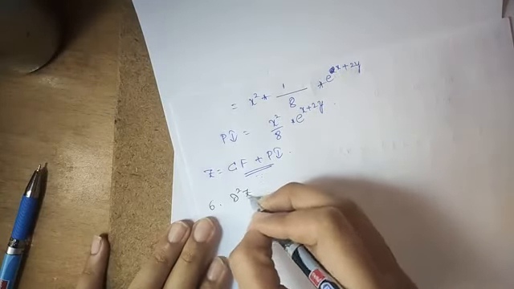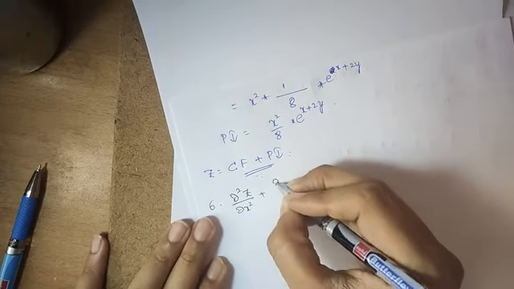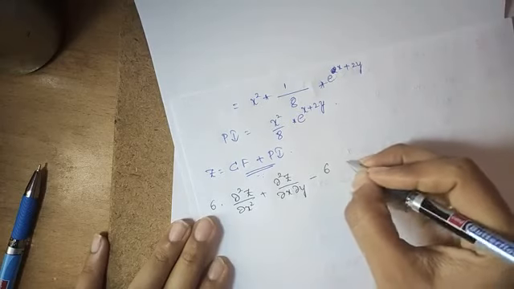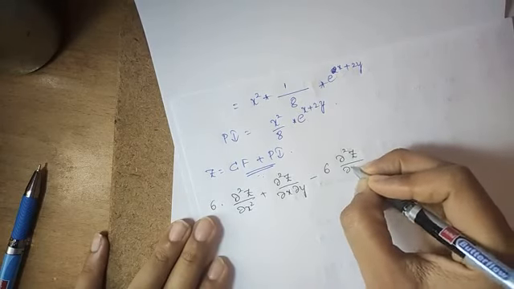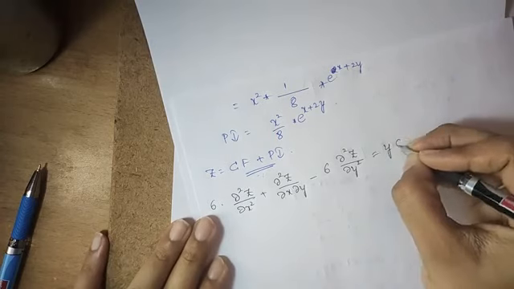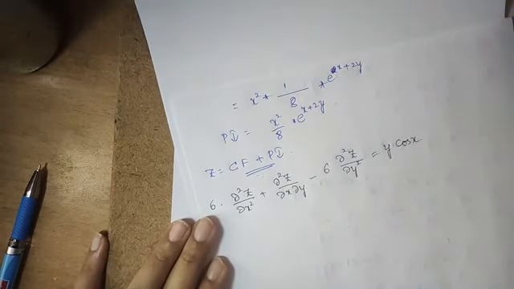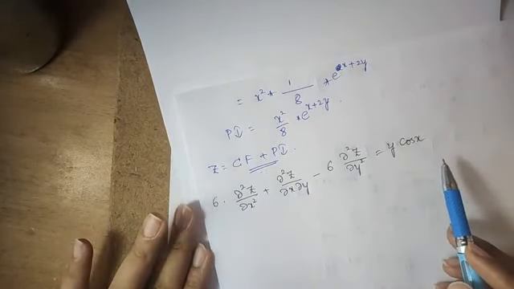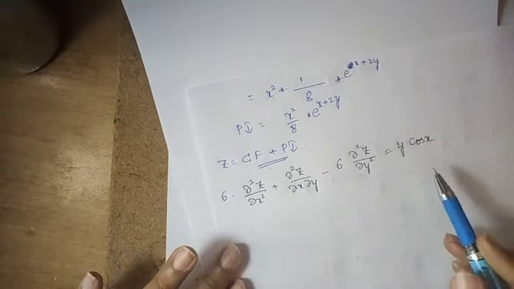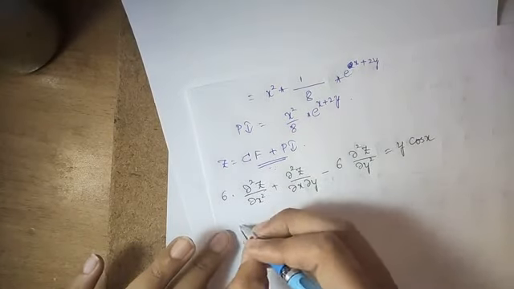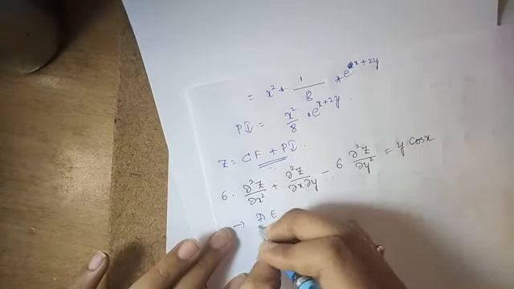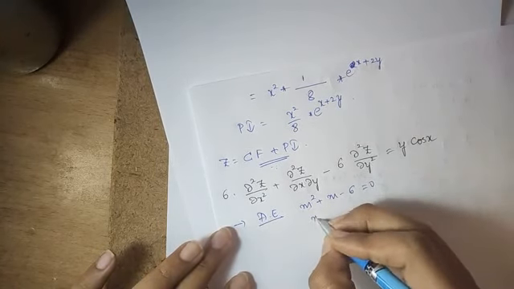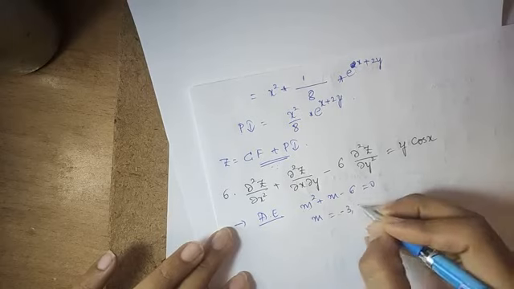Dou square z by dou x square plus dou square z by dou x dou y minus 6 dou square z by dou y square is equal to y into cos x. So my RHS is of the form function of both x and y. So I can solve this as, again the auxiliary equation will be m square plus m minus 6 is equal to 0. Roots are minus 3 comma 2.